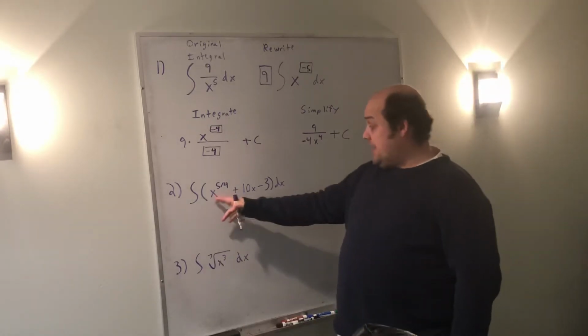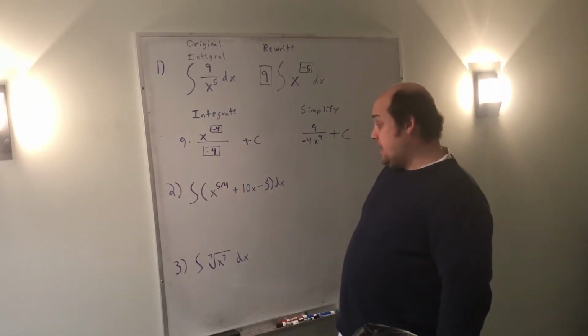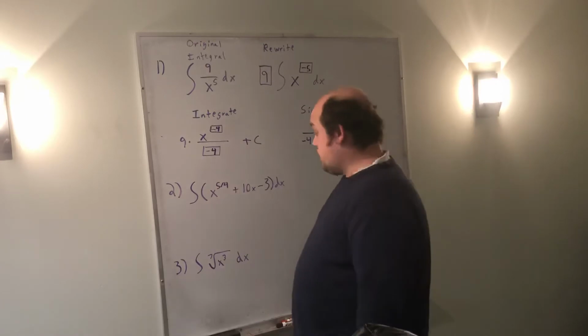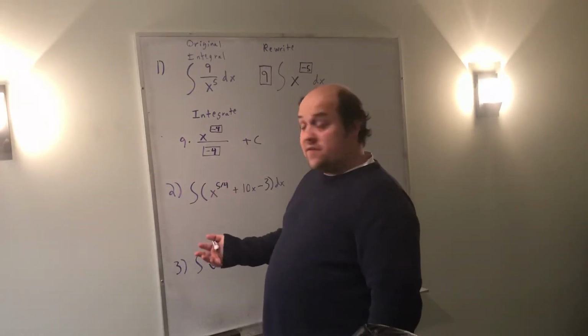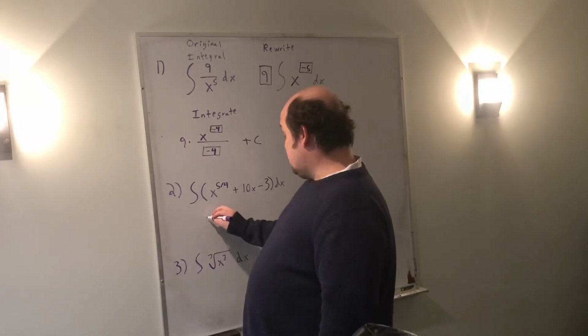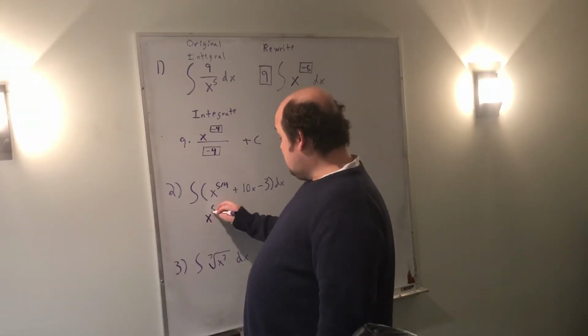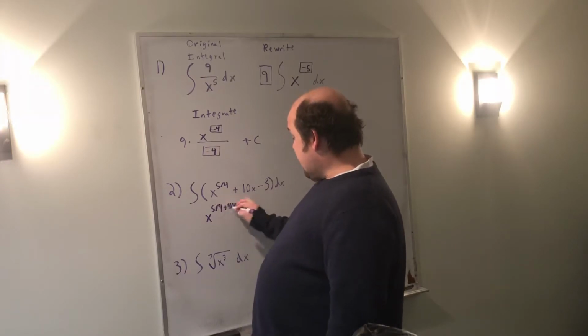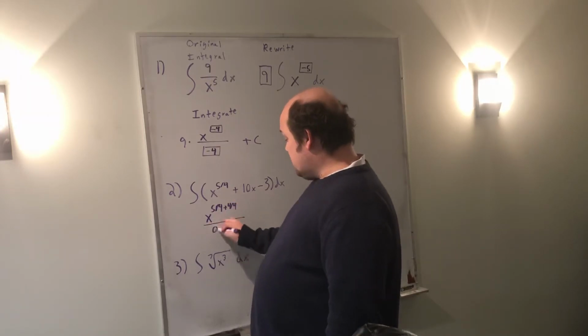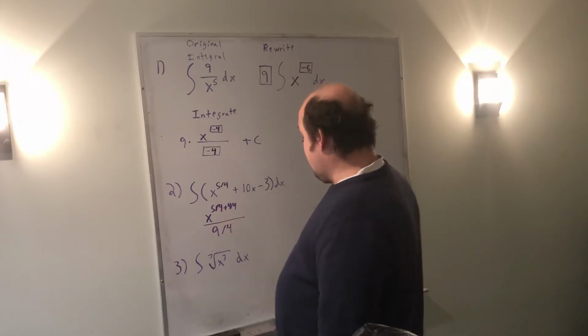Here I need to treat each of these 3 terms separately. So when I start with x to the 5/4, I'm adding 1 to the exponent. 1 in terms of fourths is 4/4. So it becomes x to the 5/4 plus 4/4. That gives me a total of 9/4, which is then what I need to divide by.